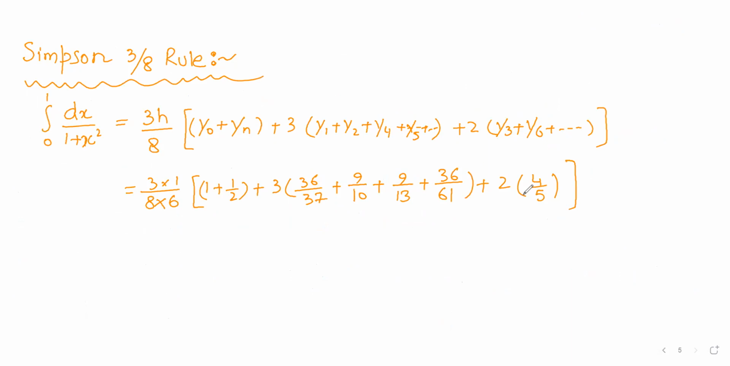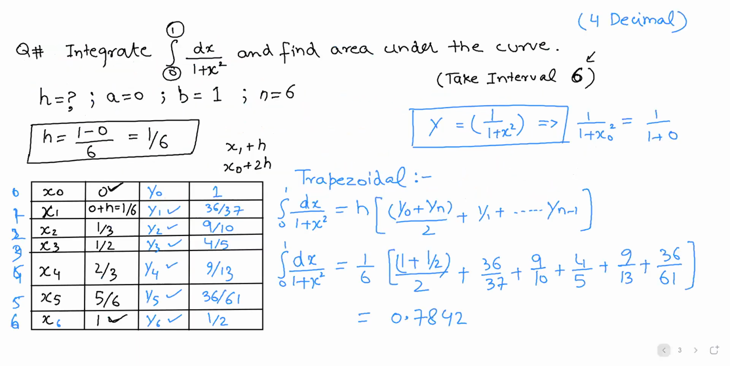Okay, now calculate the formula again. Now calculate the answer and let me know. 0.7854 again. Okay, this is the answer. Now we have solved the formula in 3 different methods here.